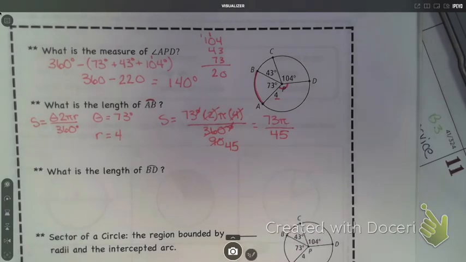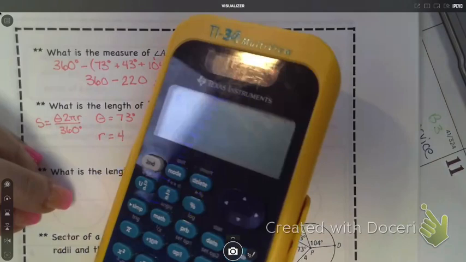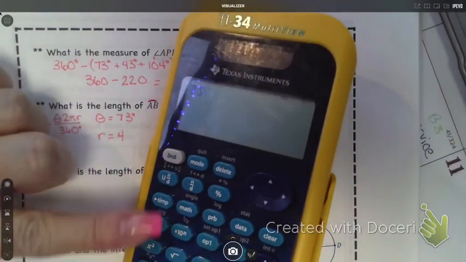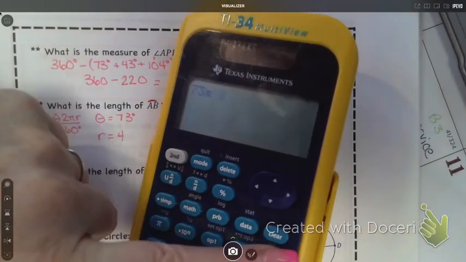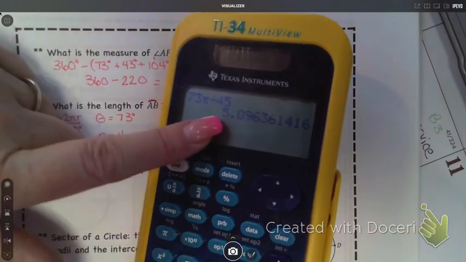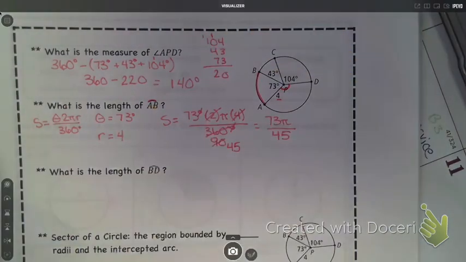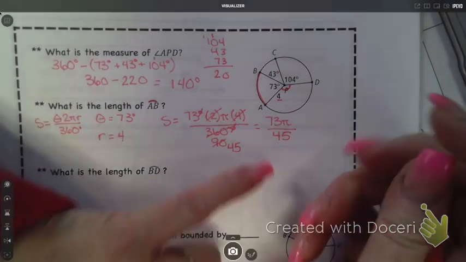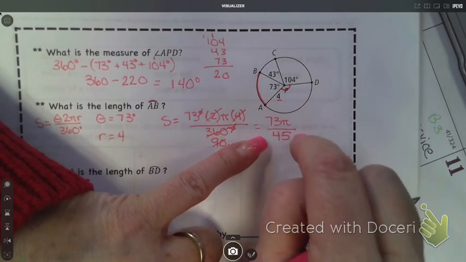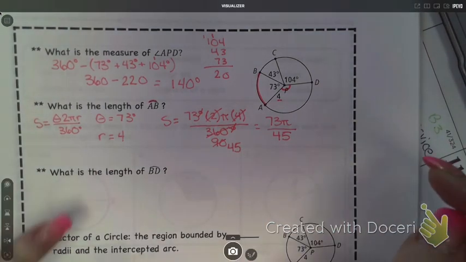If I needed an approximation, what would I do? I would put it in my calculator: 73 pi divided by 45. And my approximation would be approximately 5.1. So if it doesn't tell you an approximation, this is what you put. If they have a unit here, you have to put a unit. One more example and we're done for today.